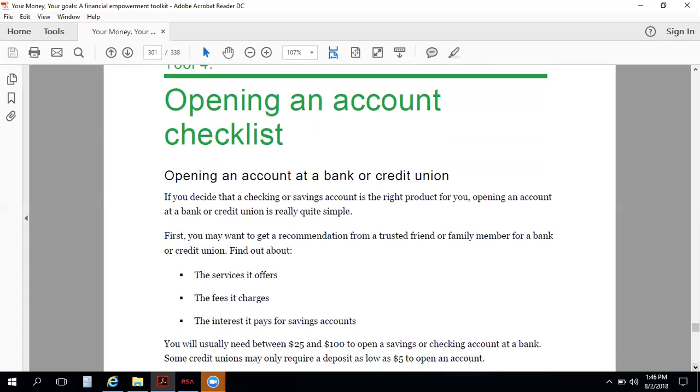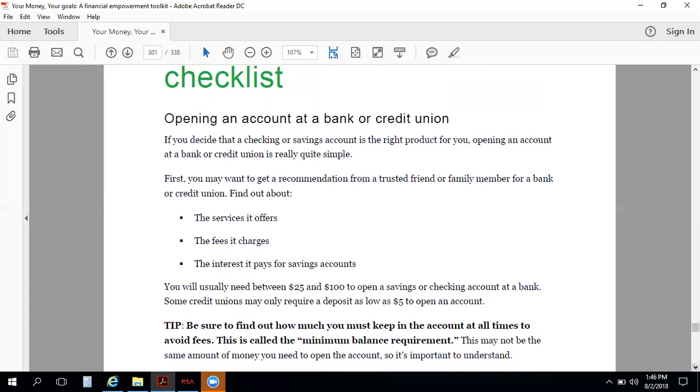Tool 4 is opening an account checklist. So this is the steps that a client should take, to make sure they have everything in order when they actually go to a bank or credit union to set up an account. It just says, if you decide that opening a checking or savings account is right for you, opening an account at a bank or credit union is simple. You may want to get recommendations from a friend or family member or a bank or credit union to find out about the services it offers, the fees it charges, and interest it pays on savings accounts. These days, a lot of those interest rates are really, really low.